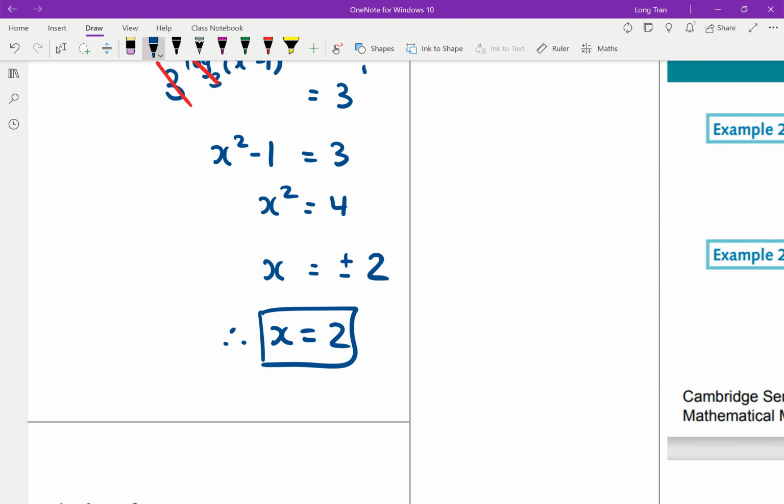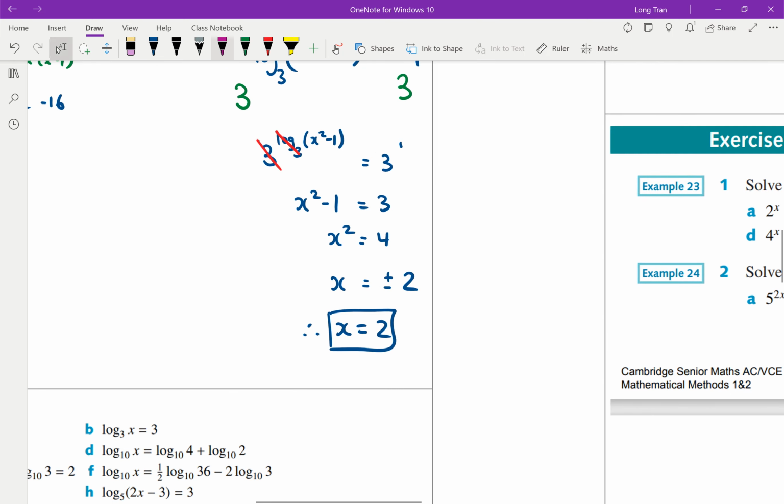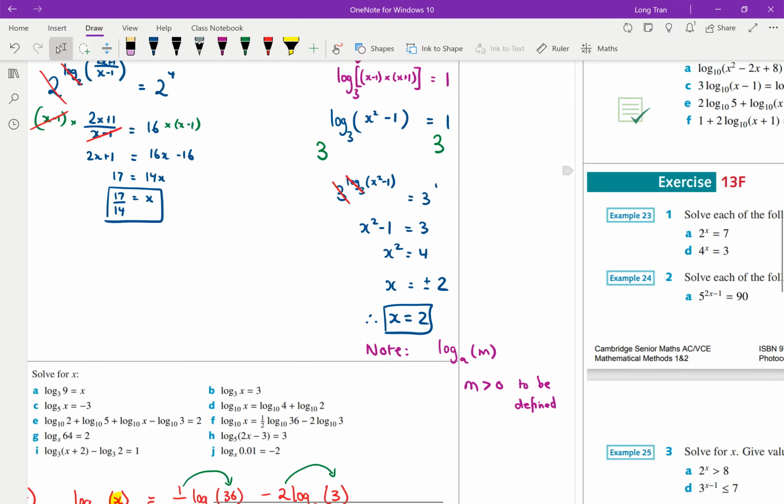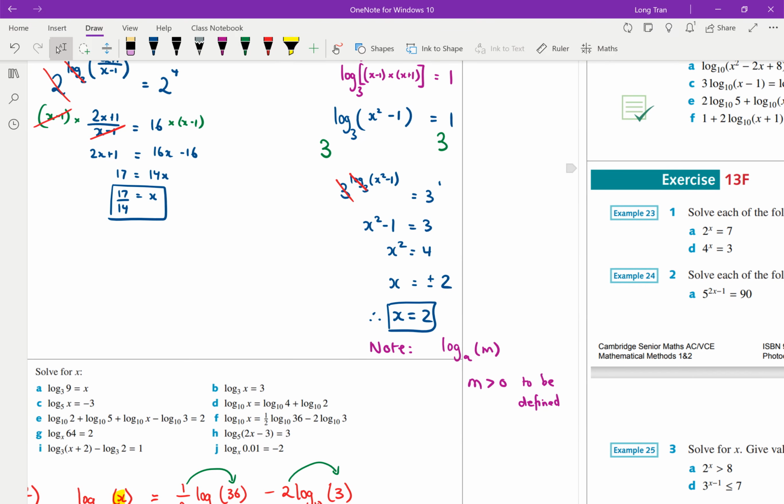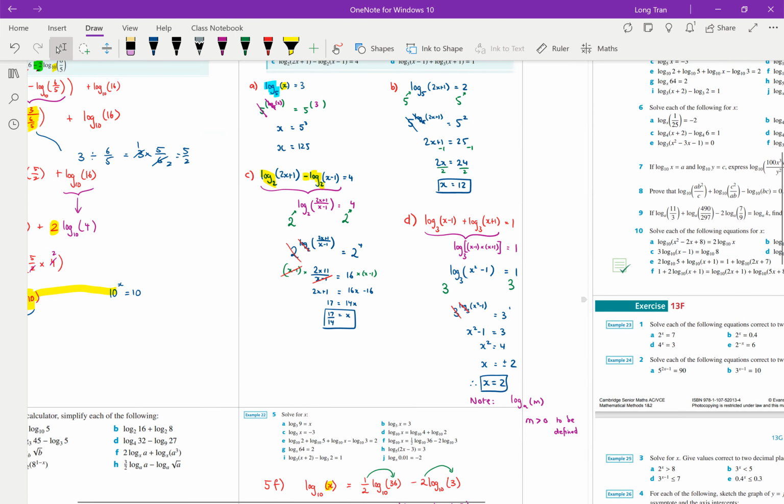I'm going to write here a note to remind you: log base a of m, m must be greater than 0, to be defined. I'm essentially saying that the value of m has to always be positive. It can't be a negative value. Okay, but that's how you do example 22.